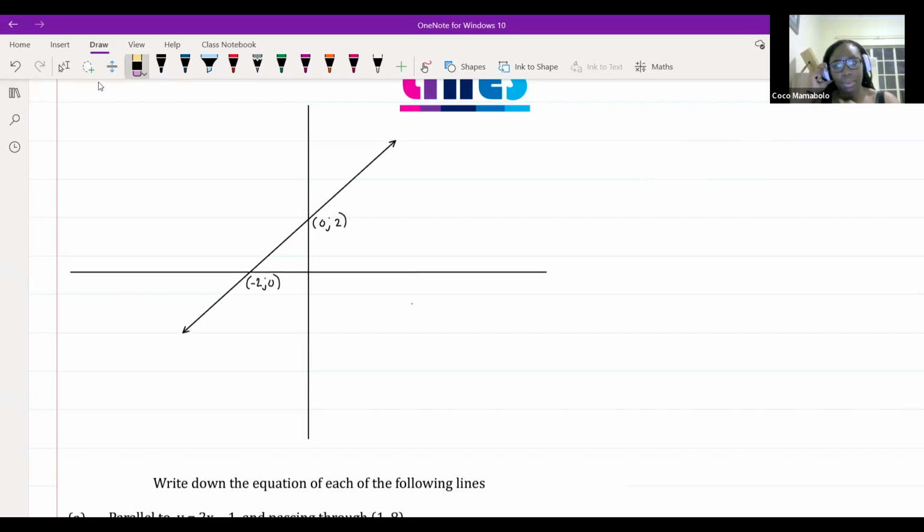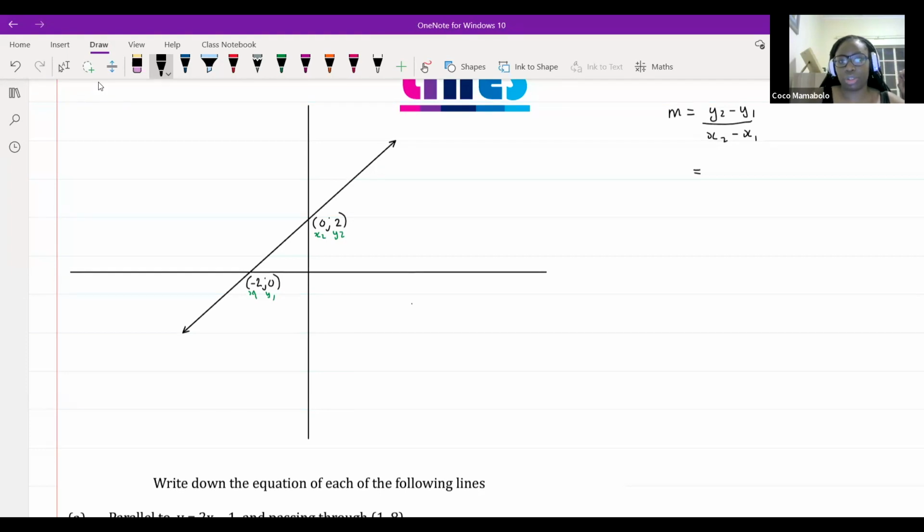It's a pretty easy one. Remember, we just need to label properly. Make this x2 and y2. Make this x1 and y1. I know that my formula for the gradient is equal to y2 minus y1 over x2 minus x1. Anybody got an answer for me? It's a pretty simple one.